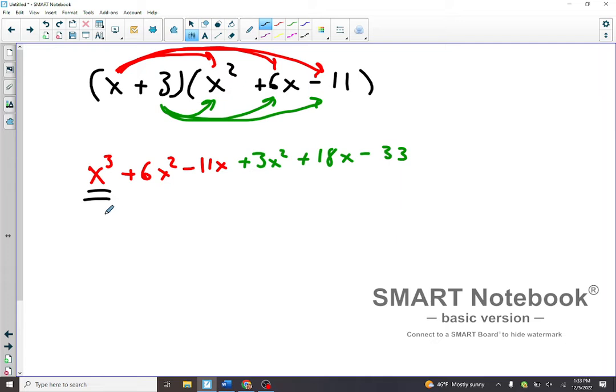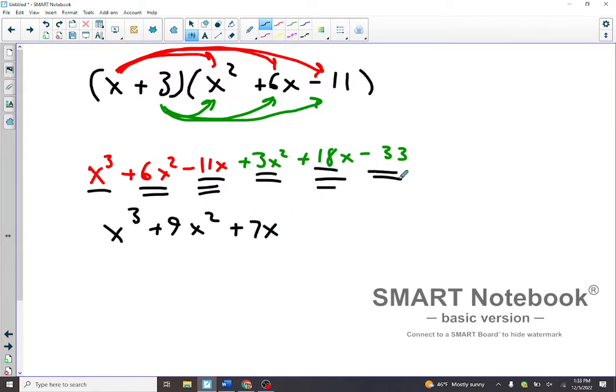Exactly. X cubed. Okay, nothing there, so x cubed. 6x squared with 3x squared is 9x squared. Negative 11x, positive 18x, plus 7x. Negative 33, nobody's there, negative 33.